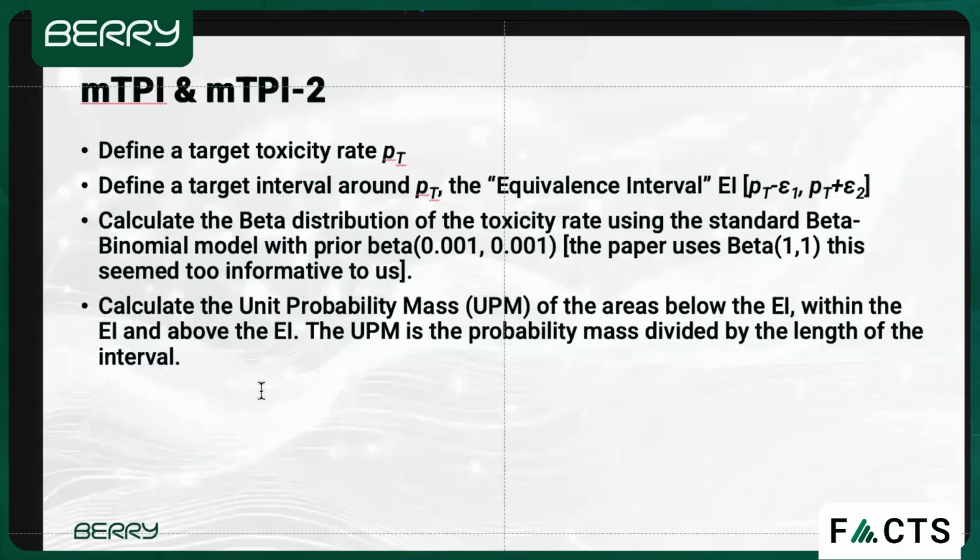What the MTPI does then is it calculates a beta distribution for each dose where you have data, the beta distribution of the toxicity rate, using a standard beta binomial prior. In fact, we use a very non-informative beta binomial prior, with parameters 0.001 and 0.001. The paper seems to suggest that it uses 1,1 as its beta prior, and that seems far too informative to us.